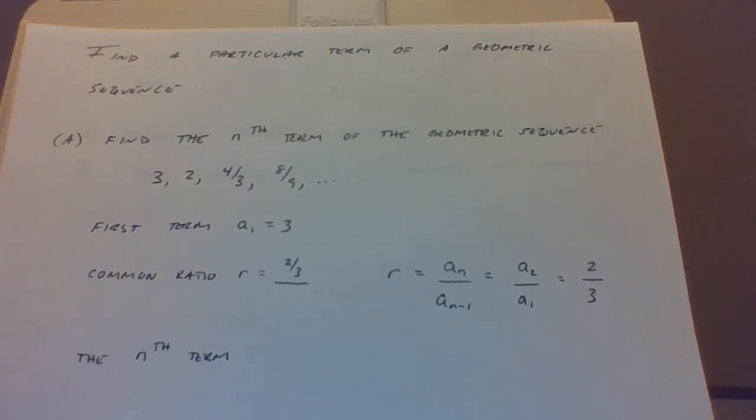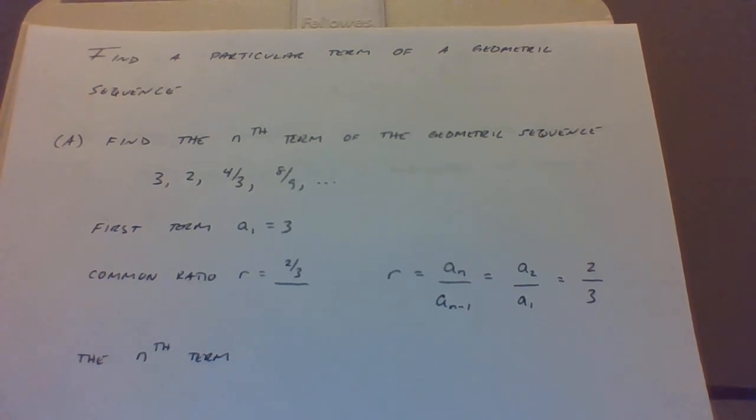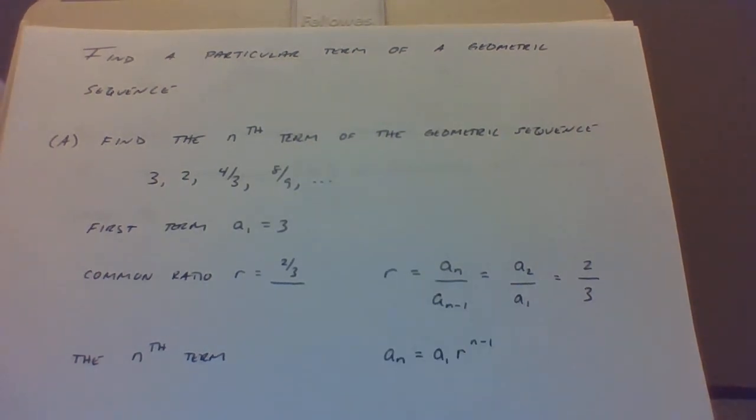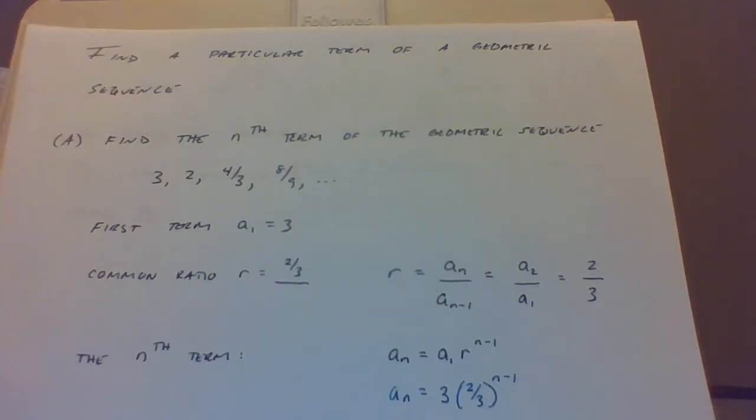Let's go ahead and find our nth term. Remember, we're going to need this formula: a sub n equals our first term, a sub 1, times r to the power n minus 1. We can plug our first term and our common ratio into this formula, and our nth term is going to be 3 times 2/3 to the power n minus 1.